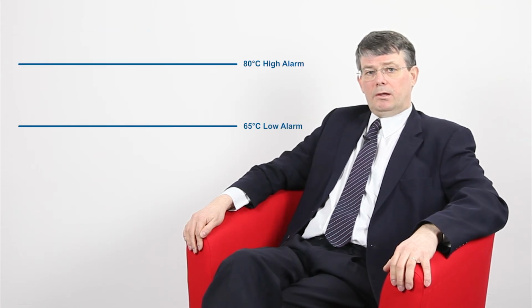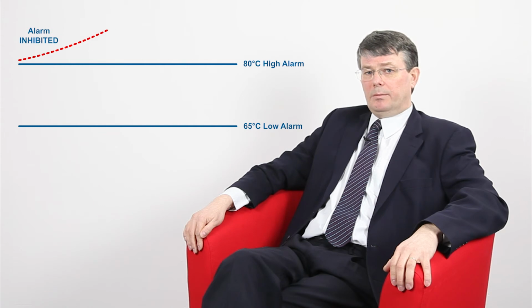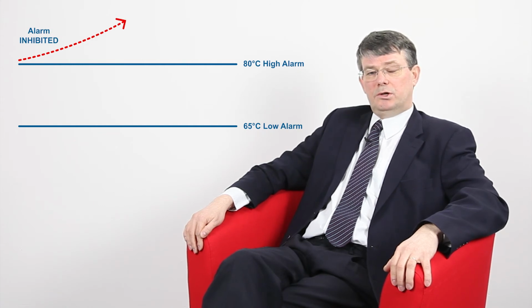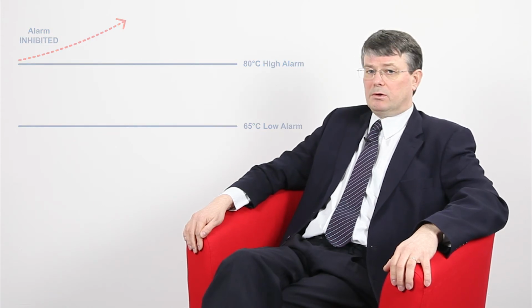The alarm inhibit function does have to be used with care, however. Imagine we'd inhibited our 80 degrees C high alarm. If when trying to fix the process, somebody had turned the power off and then back on again, but the process was still above the 80 degrees C mark, the alarm would be inhibited, and if the problem hadn't been fixed, the process could continue to rise in temperature, but the 80 degrees C high alarm would no longer be functioning. Your process would not be protected.